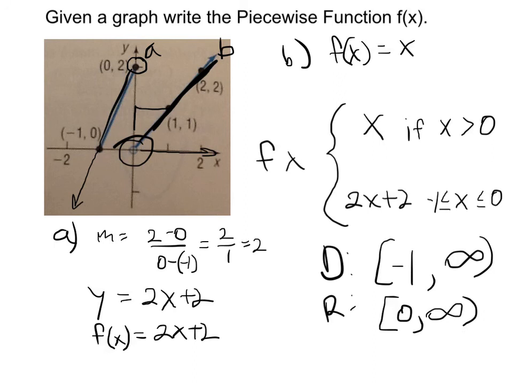So again, we want to look at this and say, alright, well, where do we start? Do we include it? Because if it's an open dot, we don't include it, and closed dots, we include. And see where they go. But first, just write the function. Given 2 points, you can find the slope. You can plug it into your point slope formula, or if you can see what the y-intercept is, then you can put it into slope-intercept form, which is what I did here.